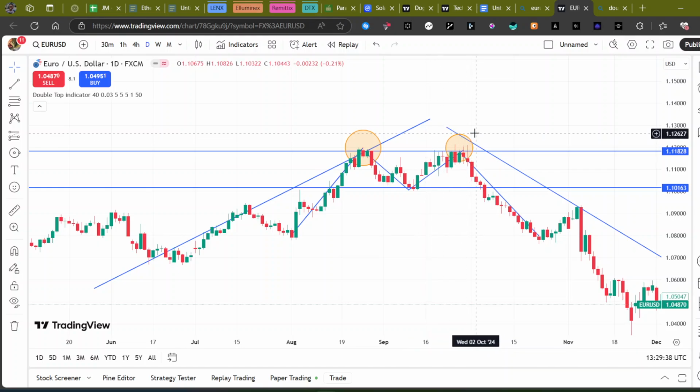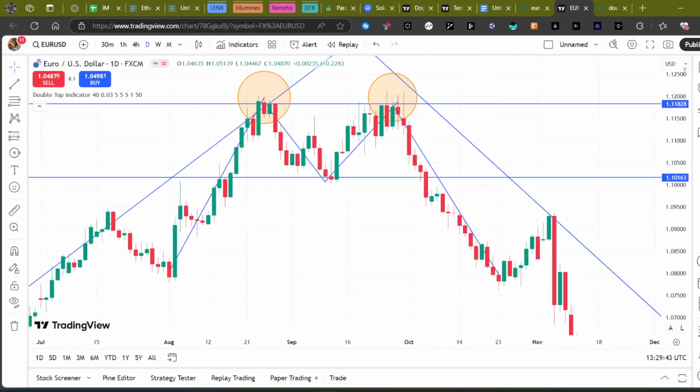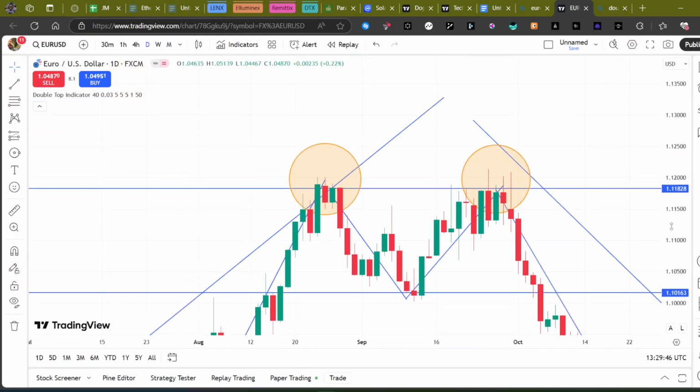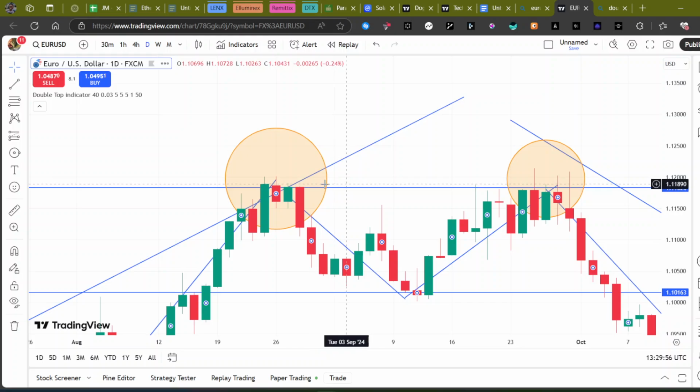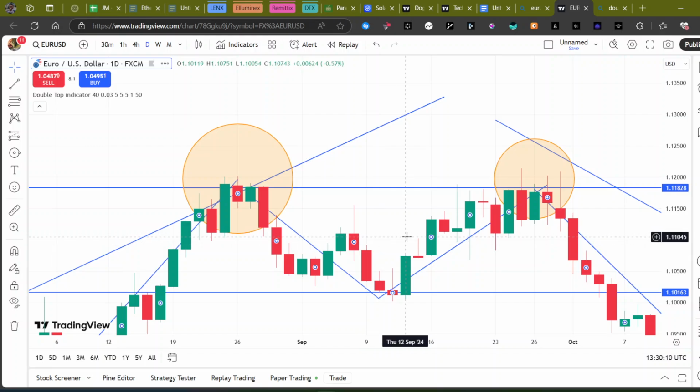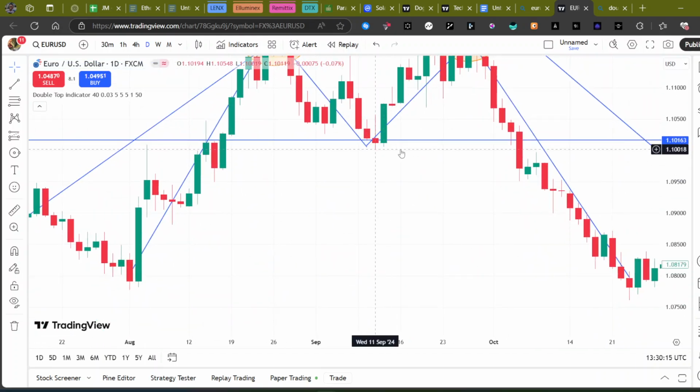The two peaks should be nearly the same height. Even if it is not perfectly the same height, and when I say perfectly, I mean literally exactly the same price level at the highest point, you might not always find that, but they should be nearly the same height. You can see this is the highest point for the second peak, and this is the highest point for the first peak. So you can see that they are approximately the same height, showing a strong resistance level. Then you should have a well-defined neckline.